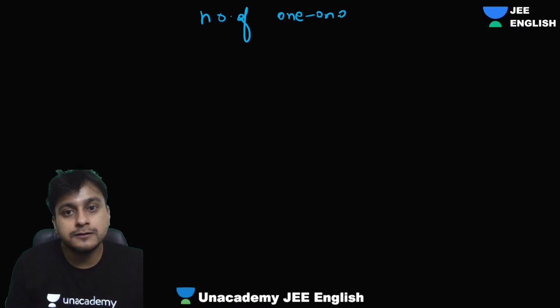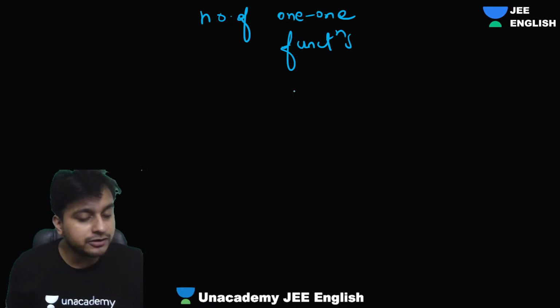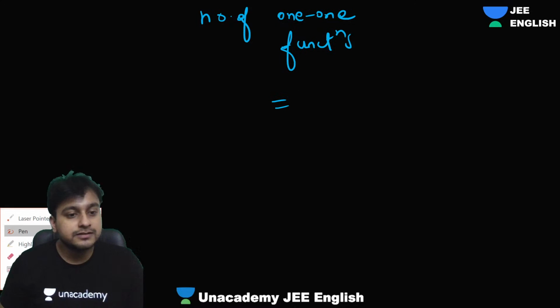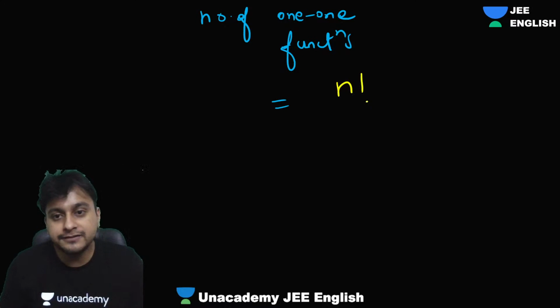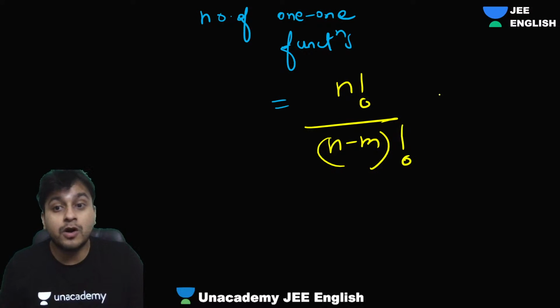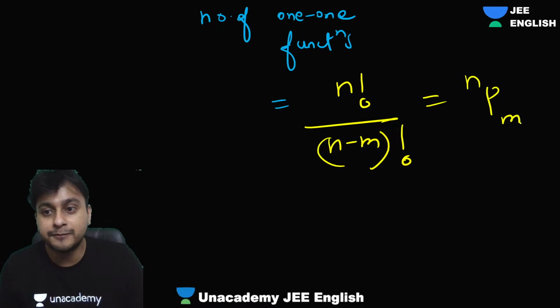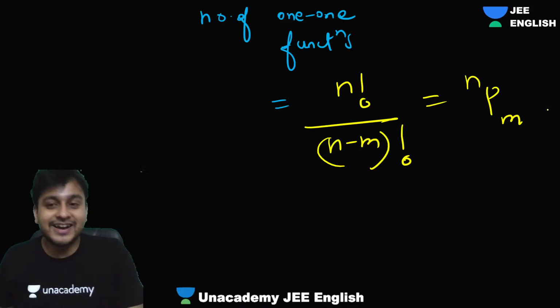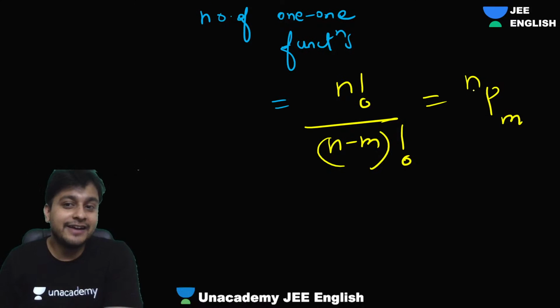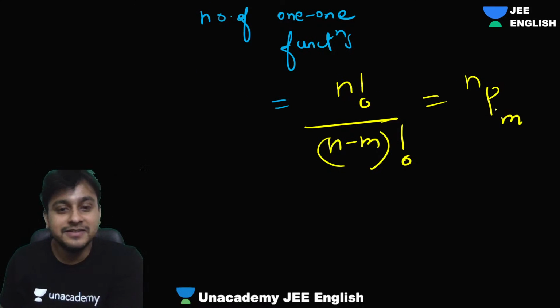one-one functions will be what? Very good, Shivani. That is coming as what, guys? N factorial divided by n minus m factorial. Can I also call it nPm? Right, everyone?